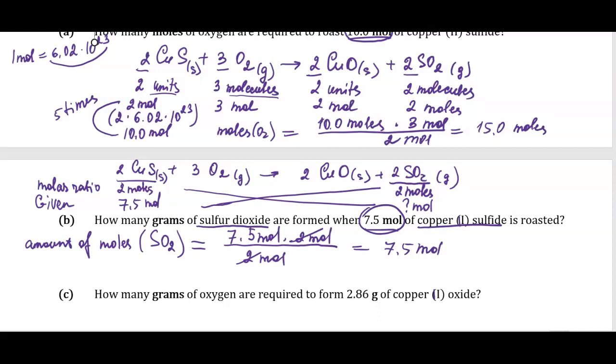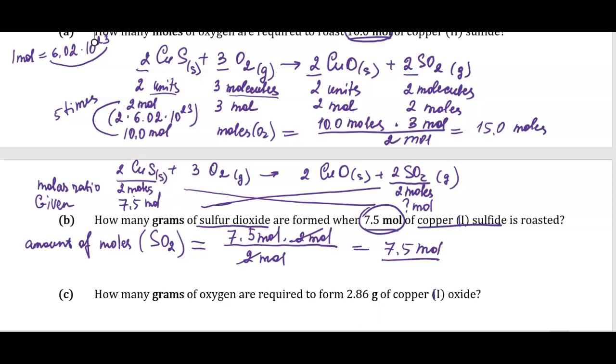Why is it the same amount? Because the molar ratio is 2 to 2. It shows that the amount of copper sulfide and the amount of sulfur dioxide are equal to each other. That's why we have an equal amount of sulfur dioxide as the amount of copper sulfide in this equation. Okay, so we found the amount of moles of sulfur dioxide, but we need to find how many grams. To go from amount of moles to grams, we need to use molar mass.